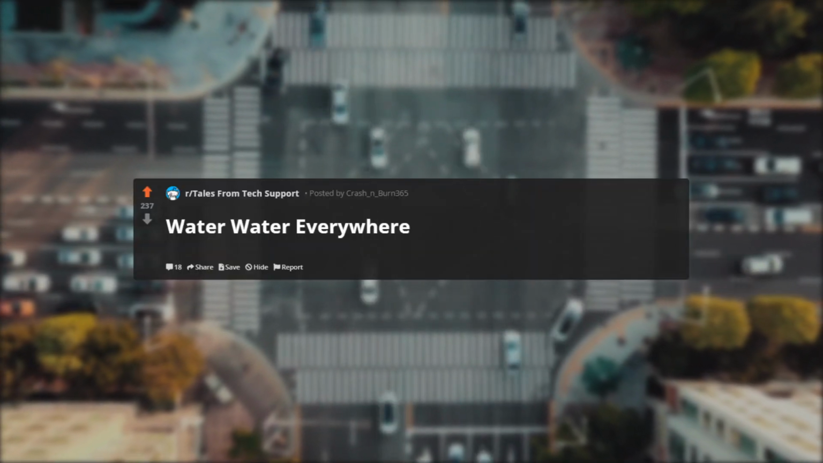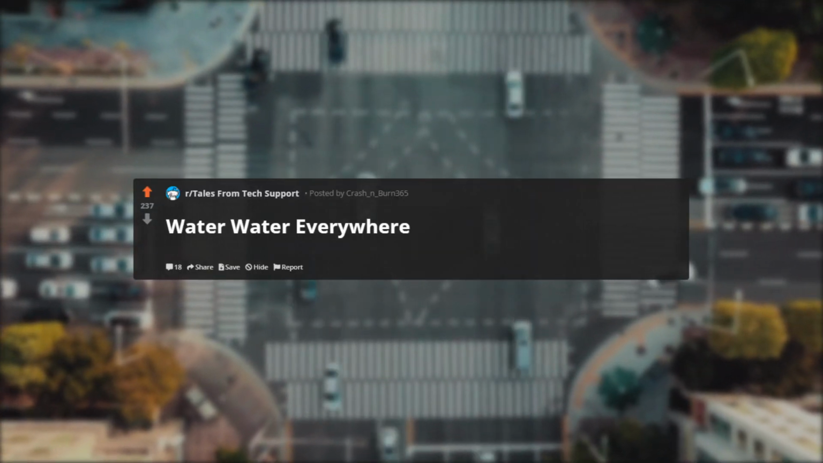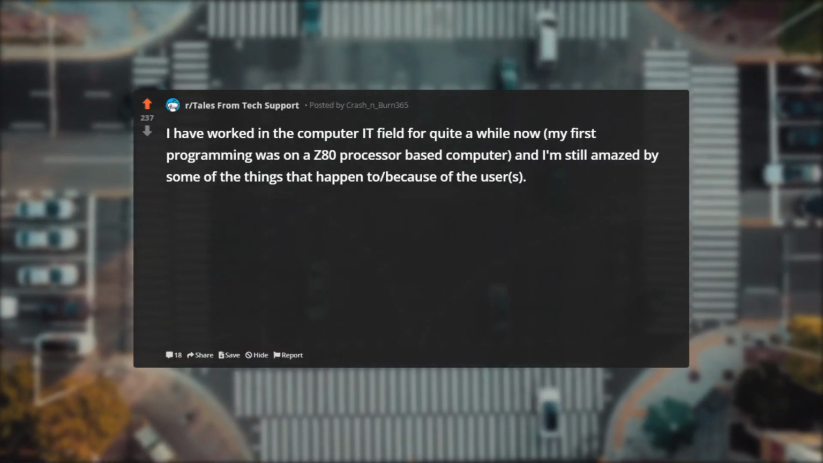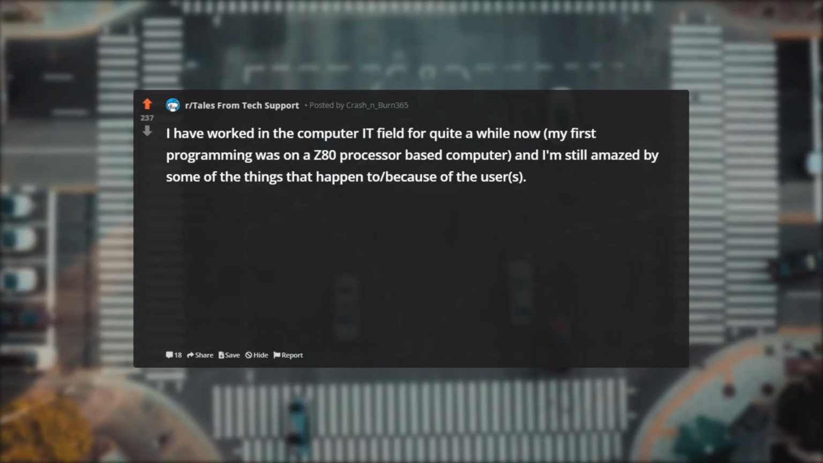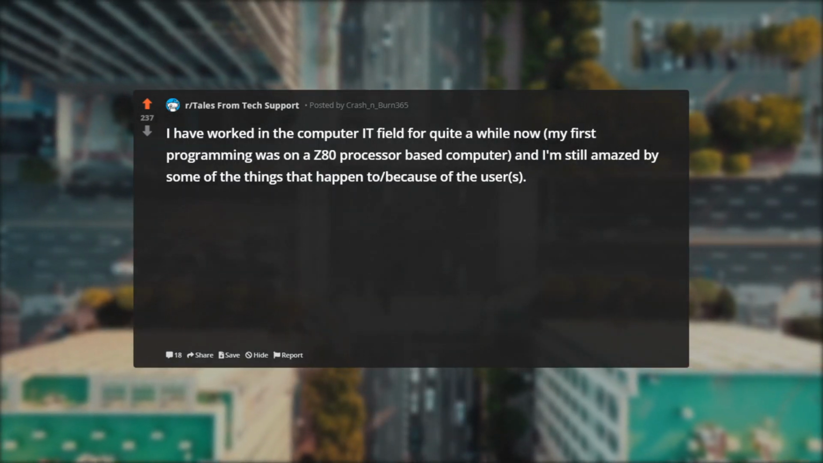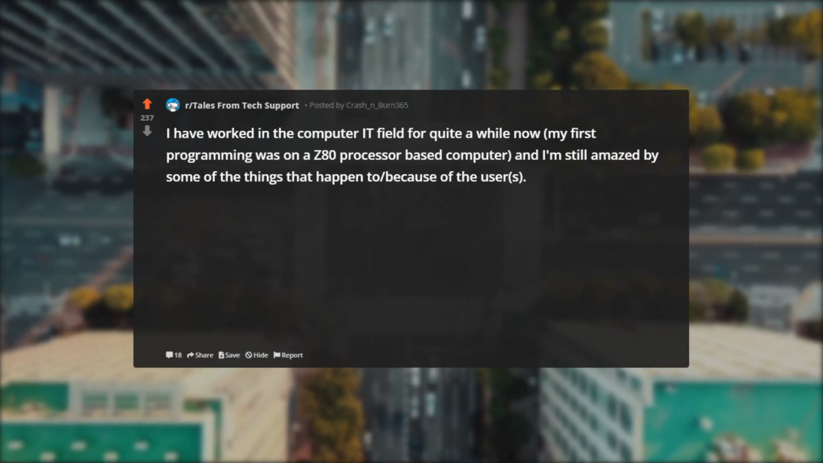So let's get started. Water everywhere. I have worked in the computer IT field for quite a while now. My first programming was on a Z80 processor-based computer, and I'm still amazed by some of the things that happened to Slash because of the users.